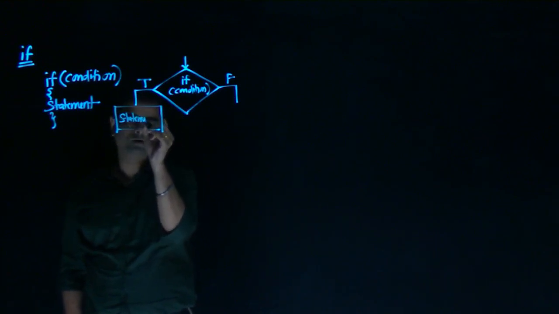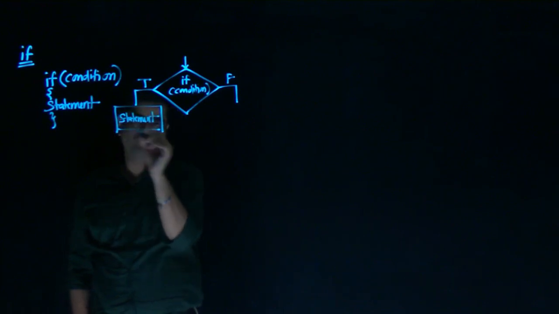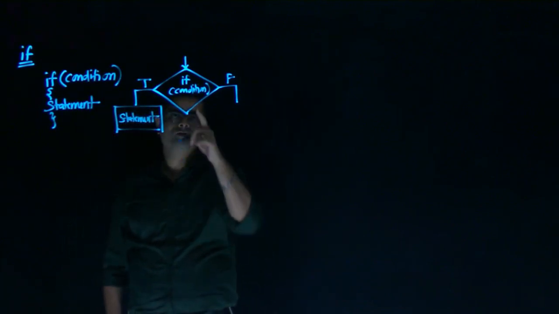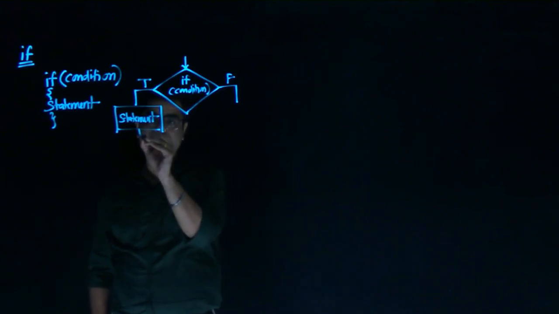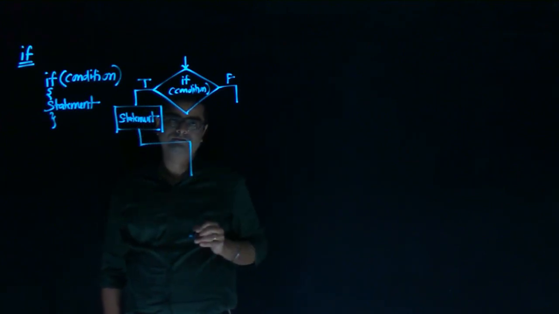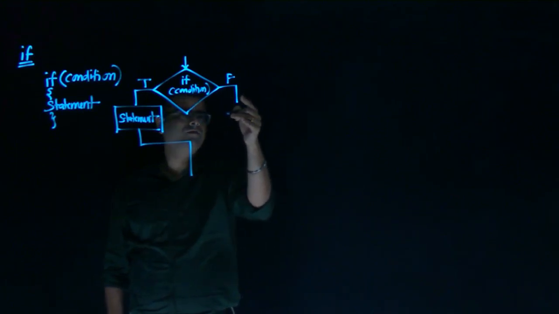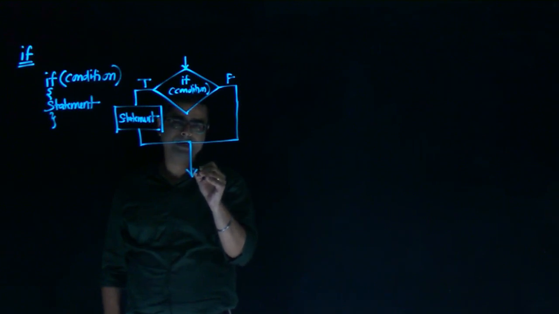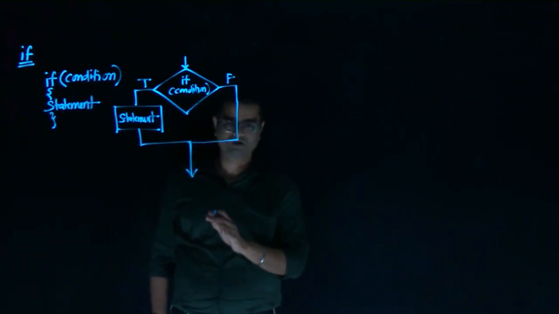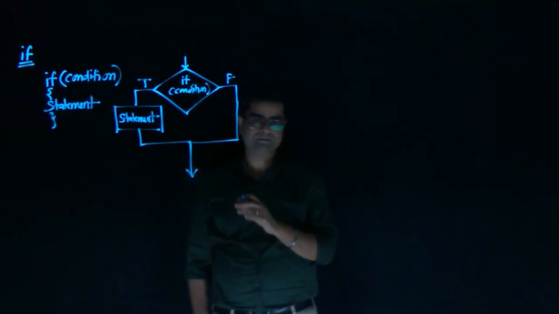If this condition is true, like I said, the corresponding statement will get executed. In a flowchart, to represent a statement, we use a rectangle. So if the condition is true, the statement will get executed and the program flow continues. If the same condition is false, then nothing will get executed, but the program flow will continue. So that is the overall behavior of the simple if statement.